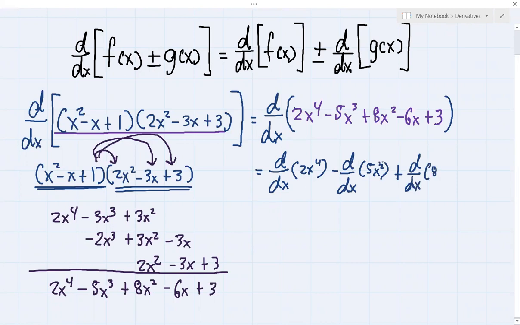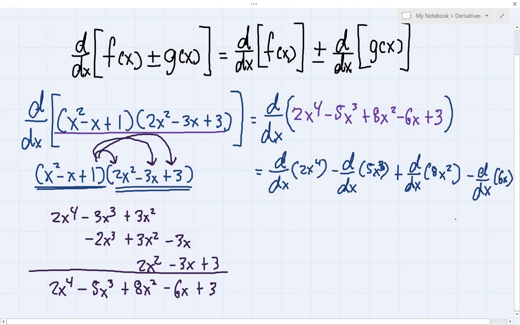Oh, wait, hindi pala to. Cube pala to, guys. Sorry. 5x cube pala. Sorry. Tapos 8x squared minus the derivative of 6x. And lastly, plus the derivative ng 3. Ayan. So now let's differentiate. So we have the derivative of 2x raised to 4.